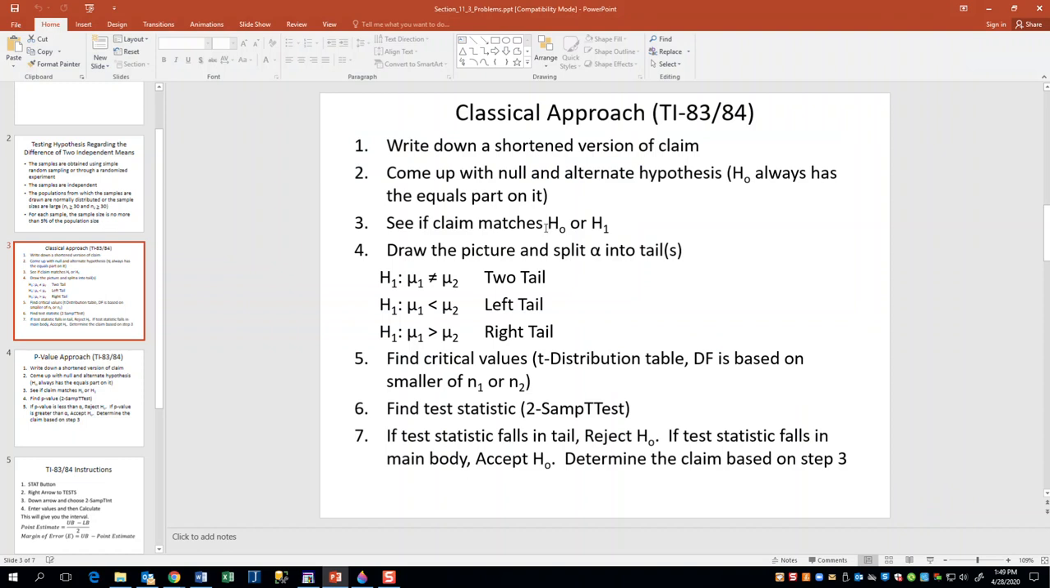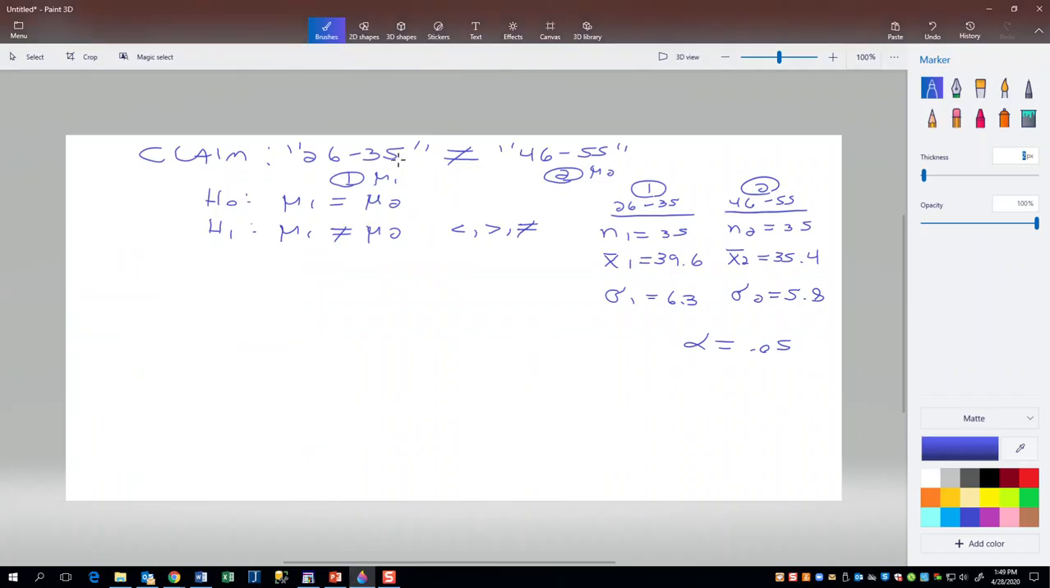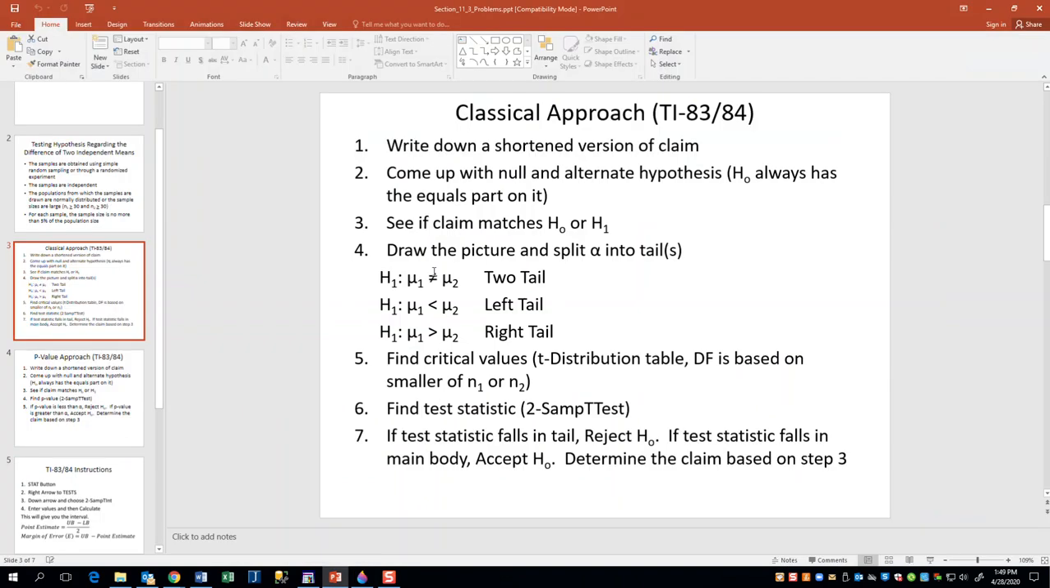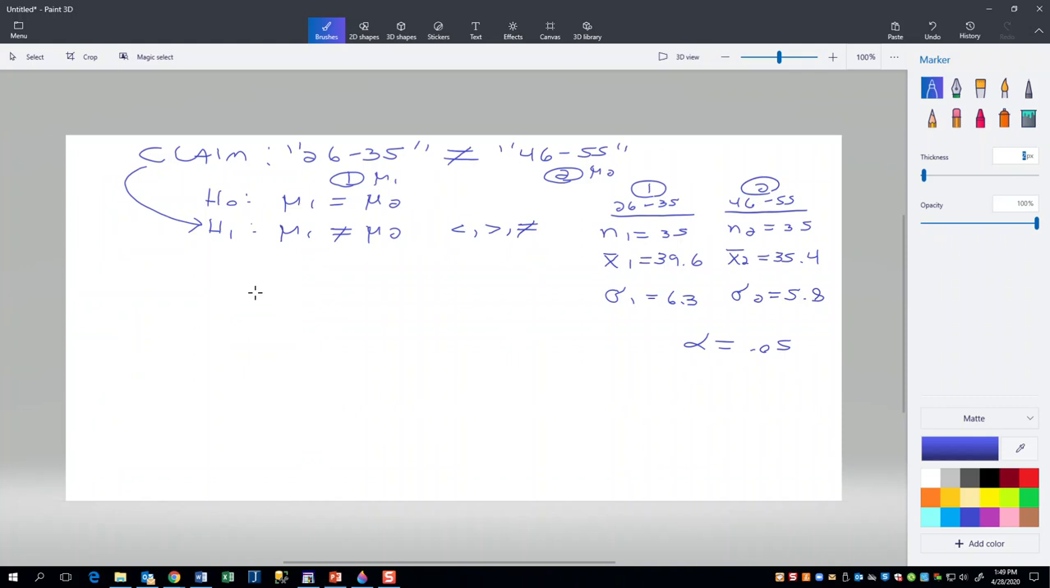Step 3, see if your claim matches H naught or H1, and it's based upon a symbol. This is a not equal, here's a not equal. So our claim matches H1. And we'll come back to that. Step 4, draw the picture, and it's based upon a symbol off of H1. H1 is a not equal to, that tells us two tails.